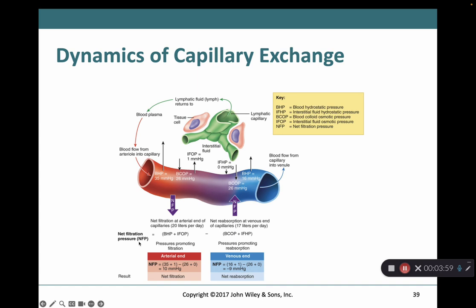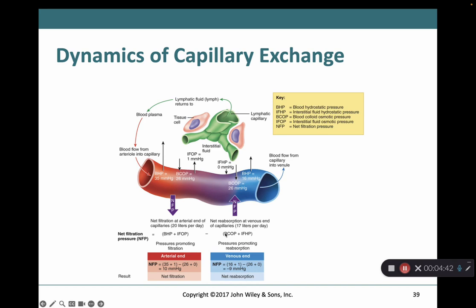Our net filtration pressure, and remember, this is the pressure pushing out from the capillary, will be our blood hydrostatic pressure plus our interstitial fluid osmotic pressure, which should be about 1 millimeter mercury. Then we need to subtract our net reabsorption.